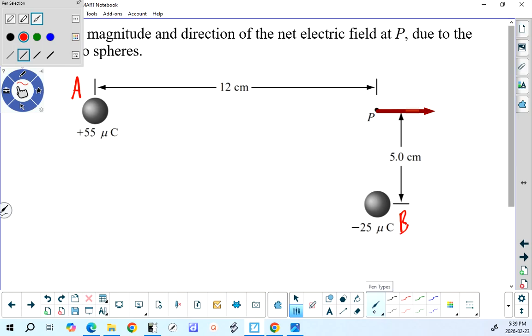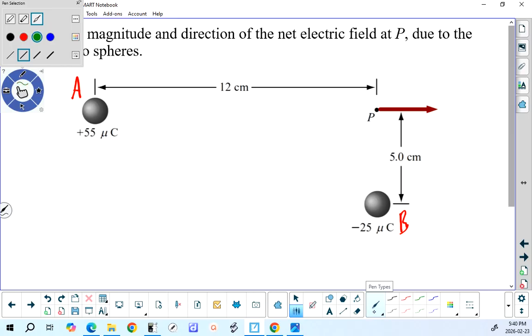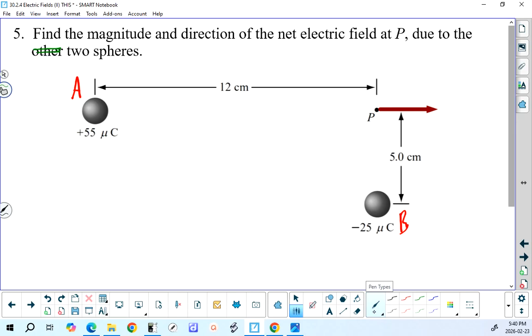So if I put an imaginary test charge at P, and we're asked to find the net electric field at P, I just realized there is a typing mistake here. There's a word that doesn't belong in this sentence. It says find the magnitude and direction of the net electric field at P due to the other two charges. Well, there aren't two other charges. There's only two charges to begin with. So the word other has no place in this sentence. Find the magnitude and direction of the net electric field at P due to the two spheres, period.